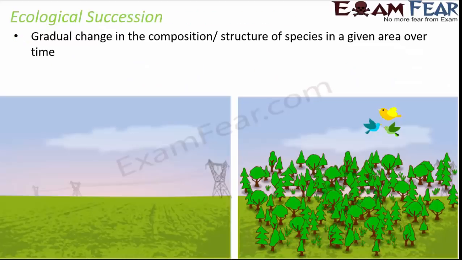Then comes ecological succession, which is the gradual change in the composition or structure of species in a given area over time. This gradual change over a very long period of time can bring about a huge change, such that land which had a huge amount of vegetation, or which was forest land, gradually got converted into desert, totally deserted with nothing there. Or, over a long period of time, you see a huge amount of vegetation in that area. That is what is called ecological succession.